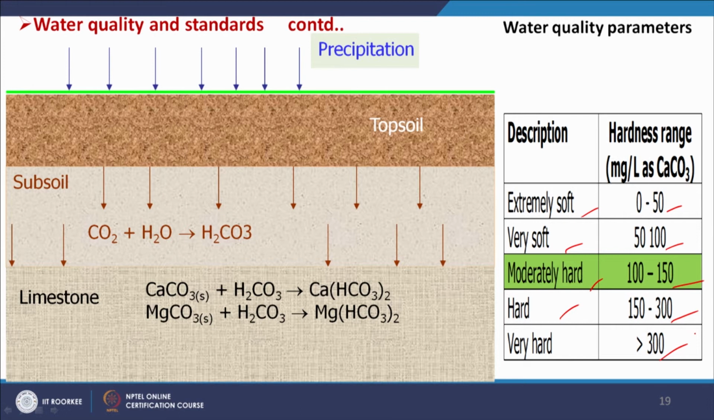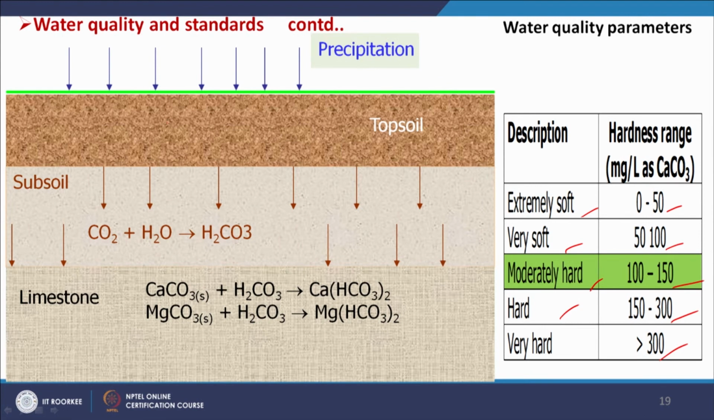And when acid rain or any rain takes place, its pH is basically acidic, and when it percolates into the subsoil, these types of reactions can take place. So, CO2 plus H2O gives H2CO3, then H2CO3 reacts with calcium carbonate to give calcium bicarbonate, and with magnesium carbonate to give magnesium bicarbonate. So, the origin of bicarbonate is described in this slide.